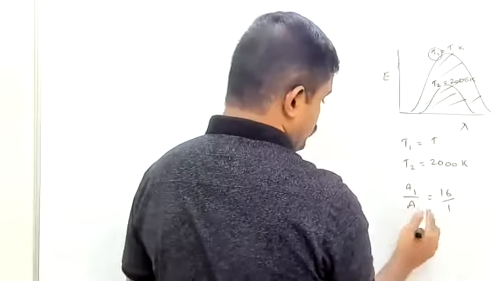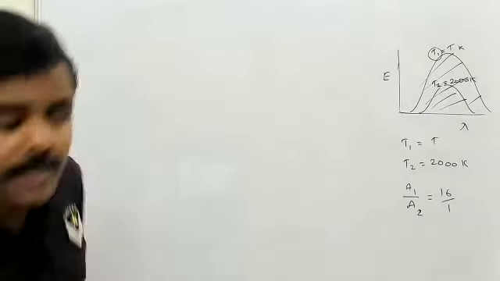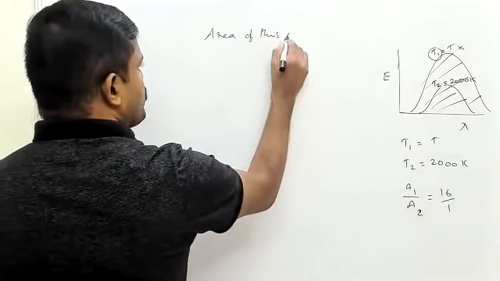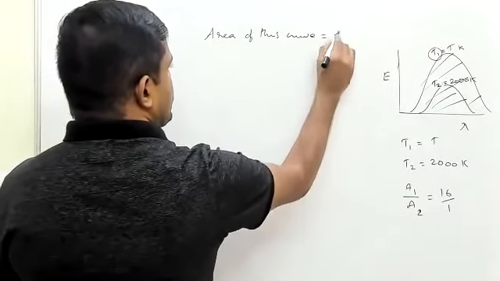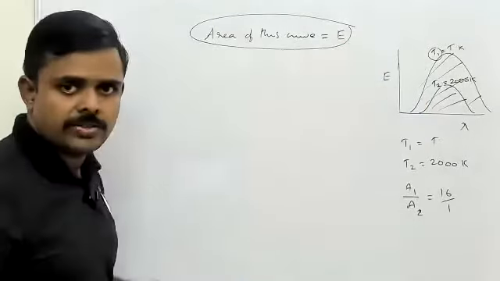So A1 by A2 is 16, bigger one by smaller one. I forgot to tell you, the area of this curve is actually E. We have to write this as a note: area under the curve. Area under the curve is actually E.